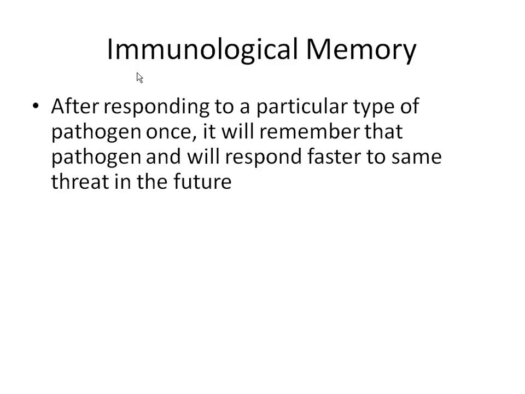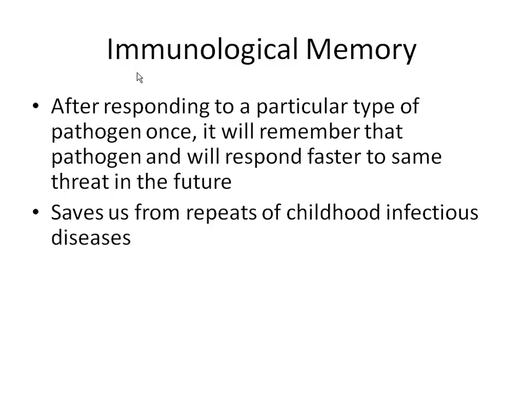All right, the last key feature of the adaptive immunity is immunological memory. After responding to a particular type of pathogen once, it will remember that pathogen, and then it will respond faster to that same pathogen or threat in the future. So immunological memory saves us from a repeat of these bad infectious diseases that we might have had as a child or when we were younger.